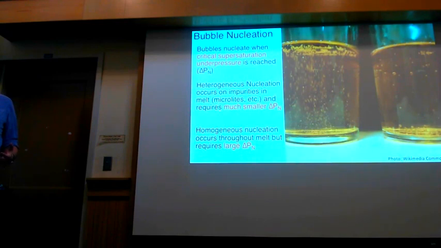There's heterogeneous nucleation, which occurs on impurities in the melt, or in the case on the right, impurities in the glass, where the left glass has a lot more scratches and maybe dirt or soap scum in it. Don't think about that last part. Than the right glass, and can form a lot more bubbles because it has these little nucleation sites. And heterogeneous nucleation requires much less supersaturation than homogeneous nucleation. And homogeneous nucleation is where you've gotten so supersaturated that bubbles just spontaneously start forming throughout your fluid.